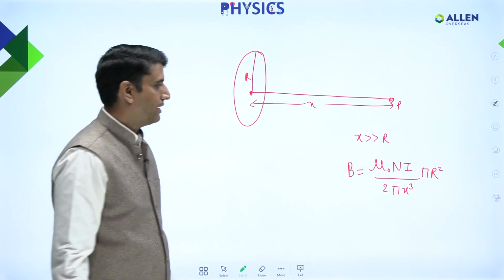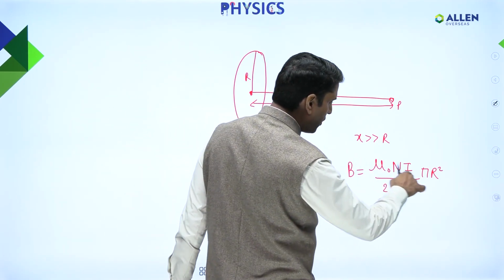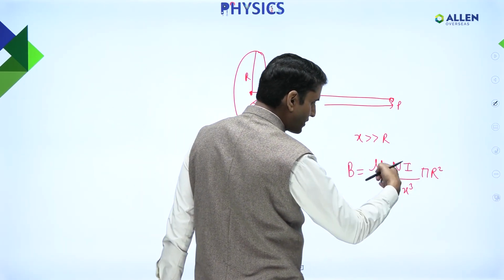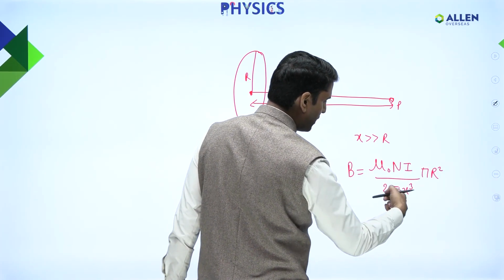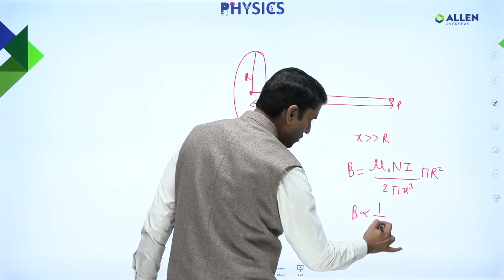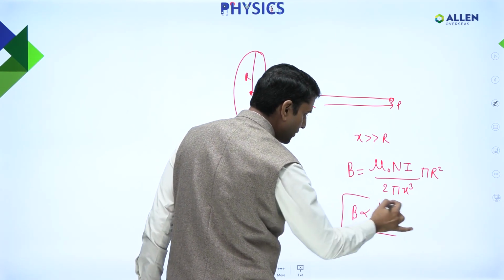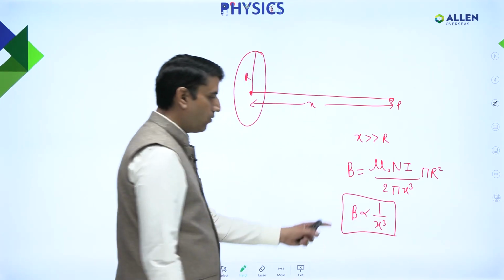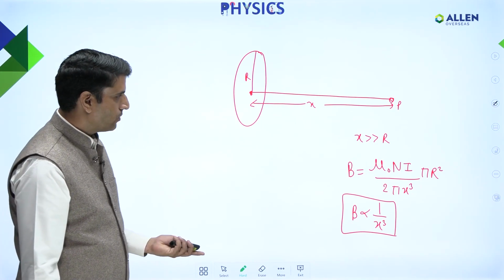So from here we can see that all these quantities, mu naught, N, i, pi r square upon 2 pi, are constant. So B is proportional to 1 upon x cube. Okay, 1 upon x cube. So let us see.